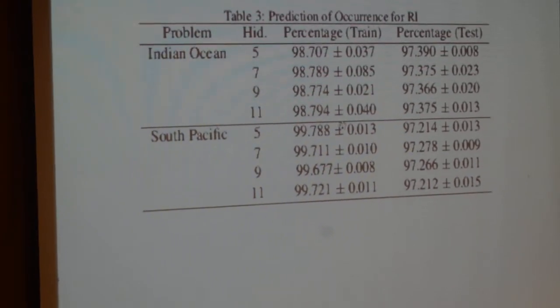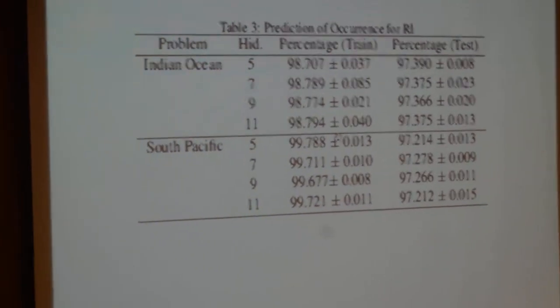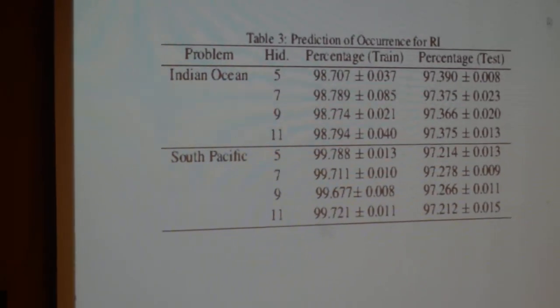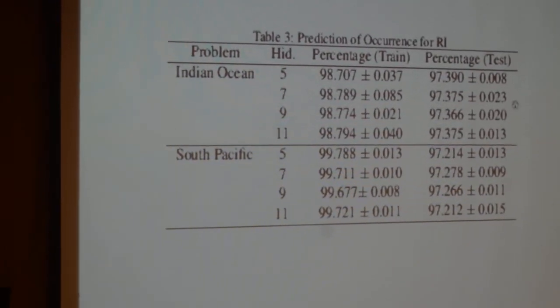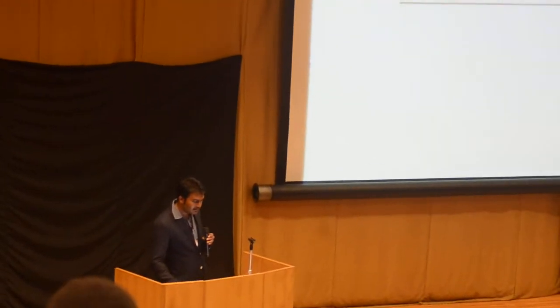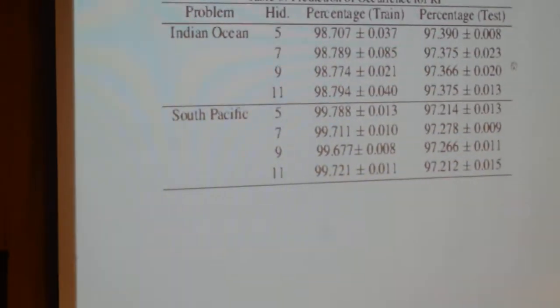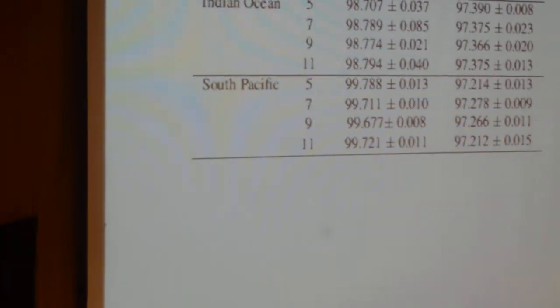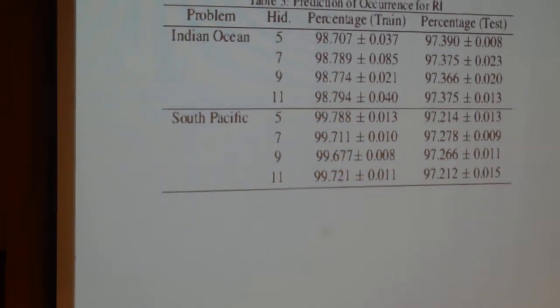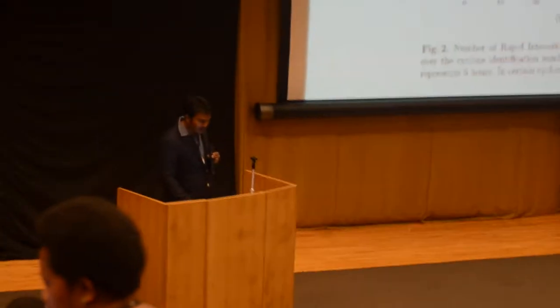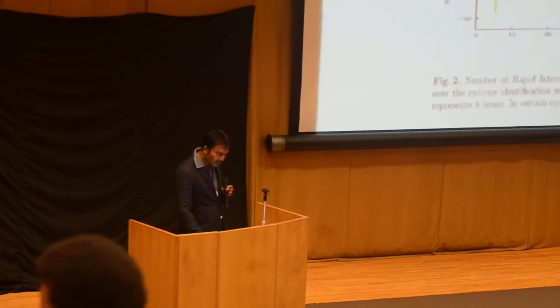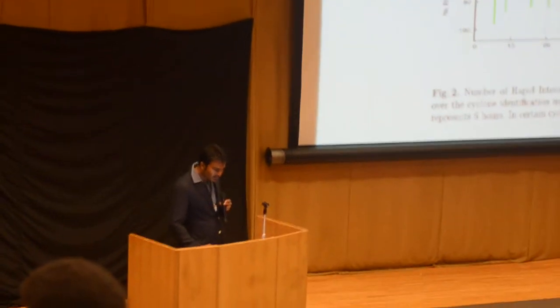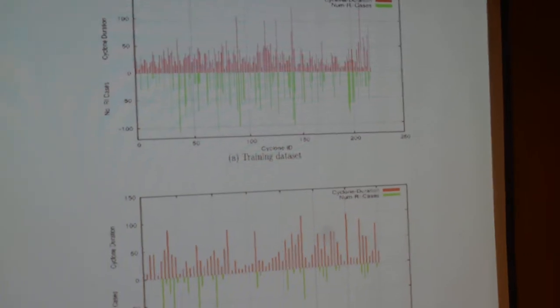Basically, the model has been very effective in predicting the occurrence of rapid intensification with almost 97% accuracy on unseen data, which means that this can be deployed in weather stations, and there can be cloud computing tools and so on to do this.